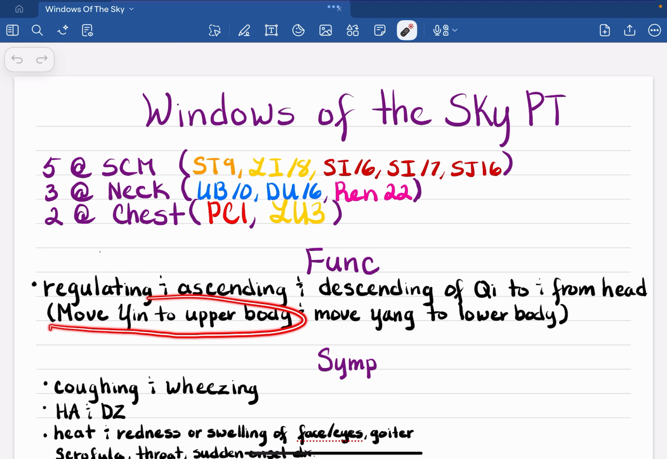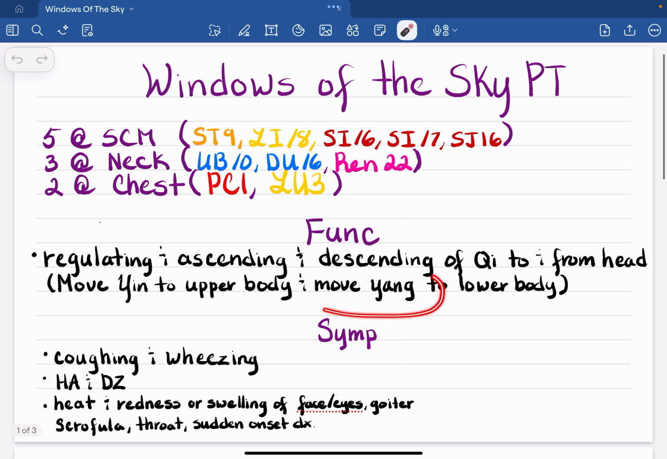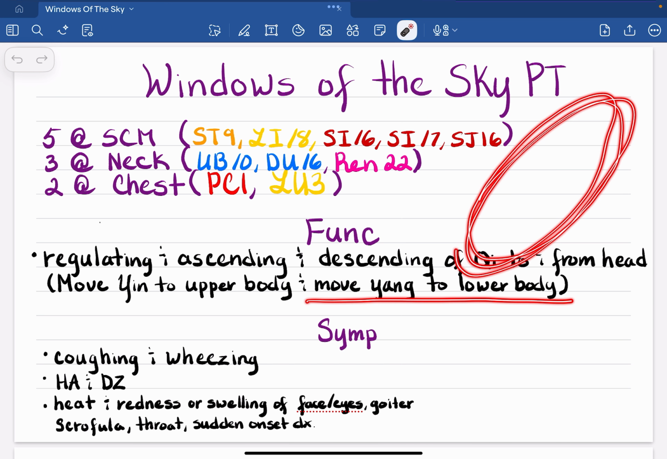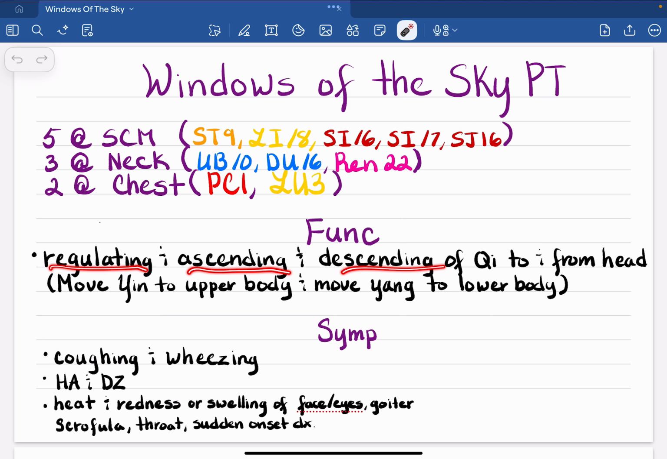Sometimes certain points help to have things circulate to get to below or above. And the balancing of yin and yang is also very important in TCM. So it helps to move the yin to the upper body. Yin is also submerged, it's always lower, right, as we have learned. Yang is in the upper part of the body, so it helps move the yang. In other words, it's helping to circulate things. You can think of it that way. That's what windows of the sky points actually do. It helps you to regulate, ascend, and descend the qi from the head.